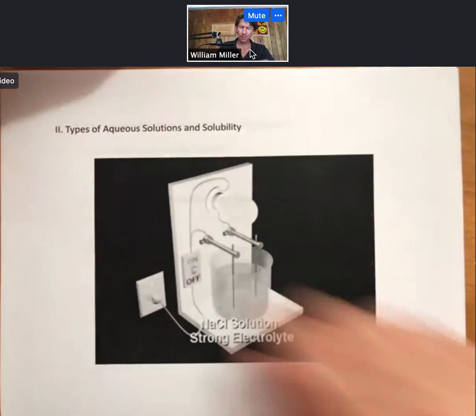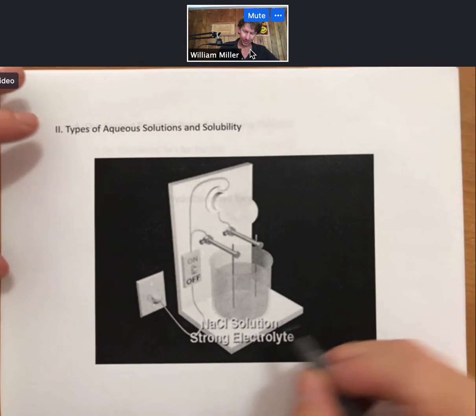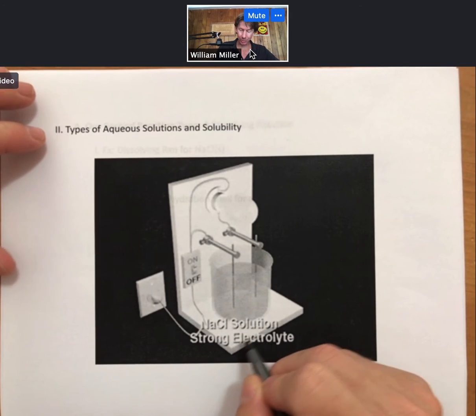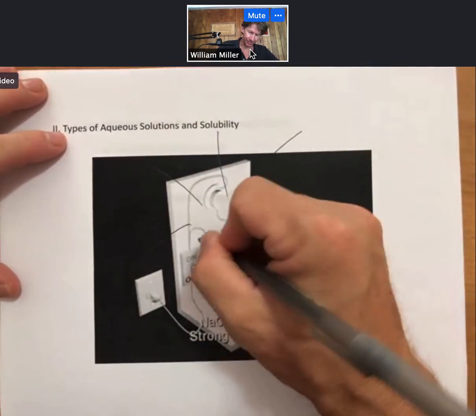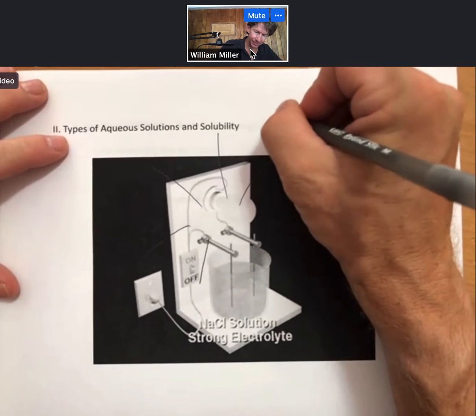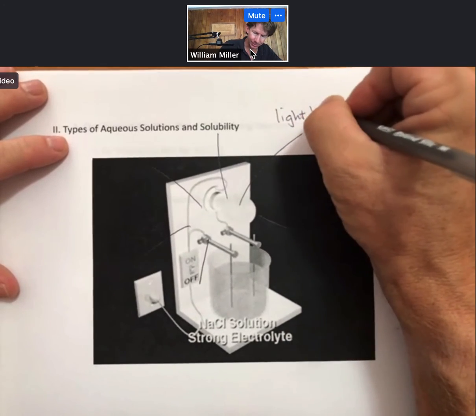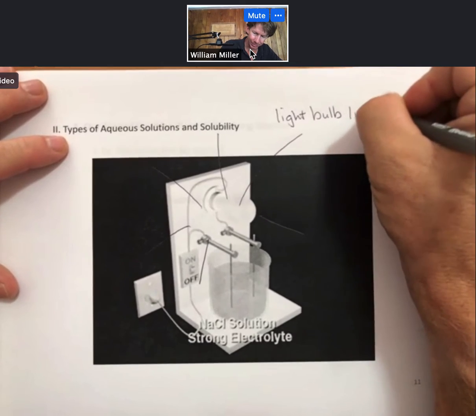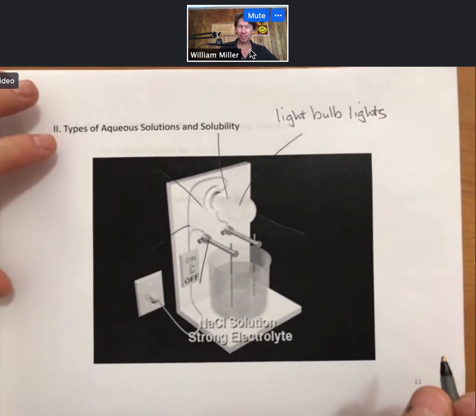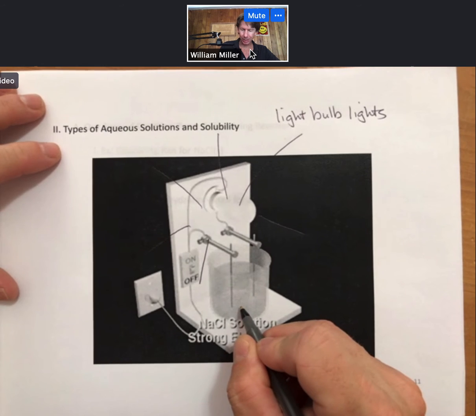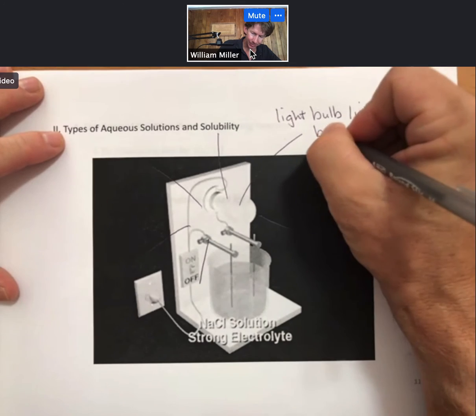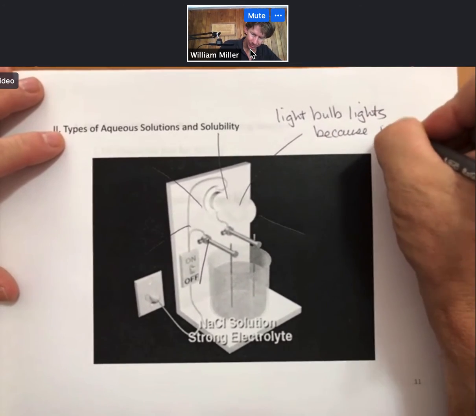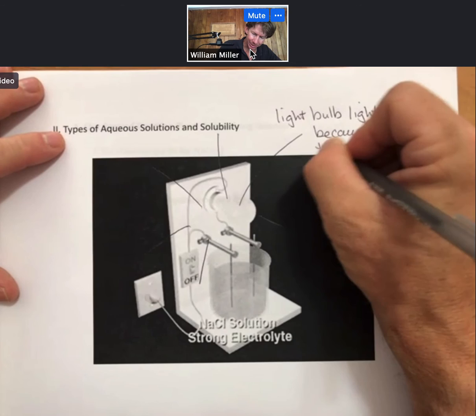All right, now let's talk about that a little bit more. So in your picture here for sodium chloride, which is a solution which is a strong electrolyte, the light bulb lights up. And that is because ions in the solution, the sodium and the chloride ions, can move.